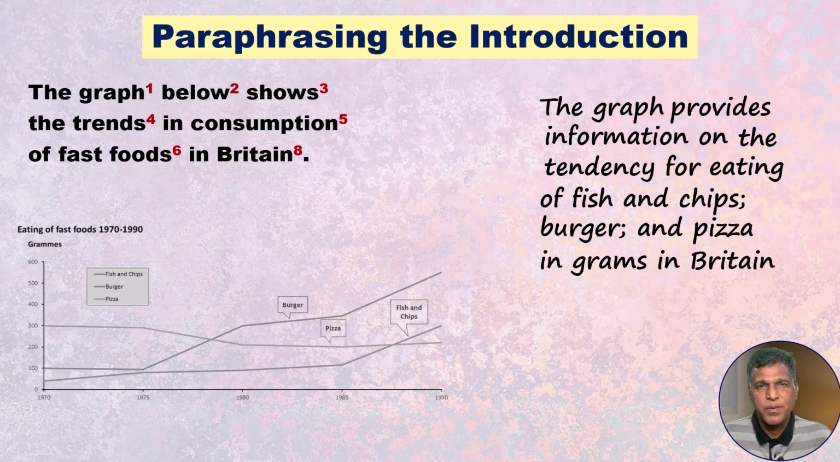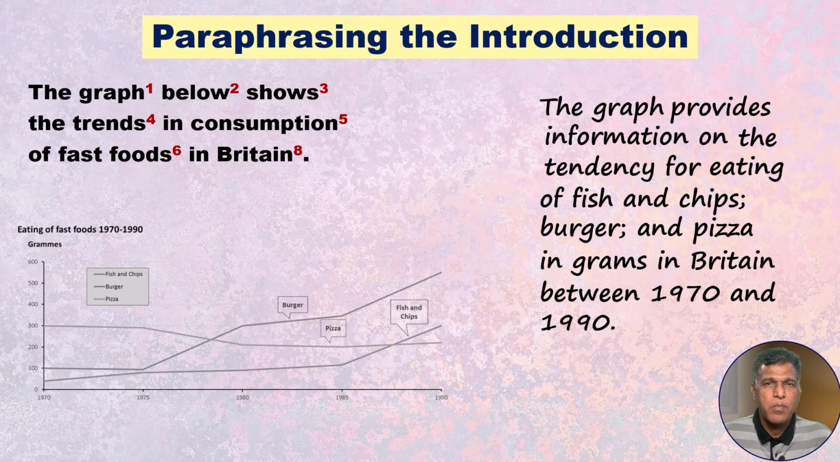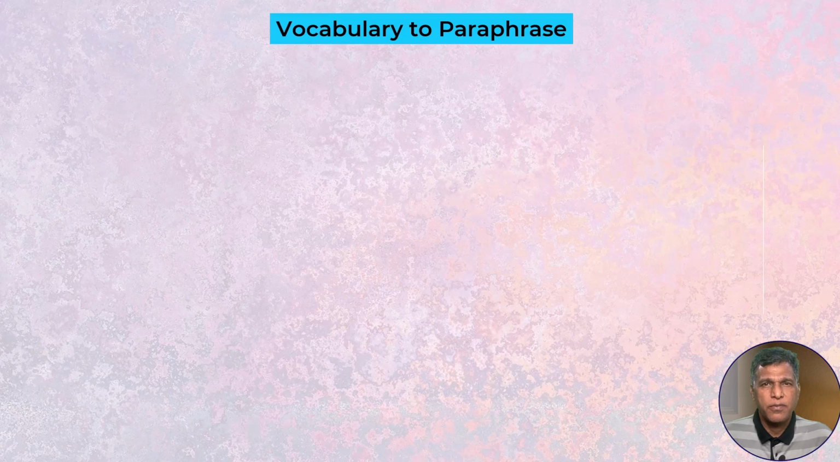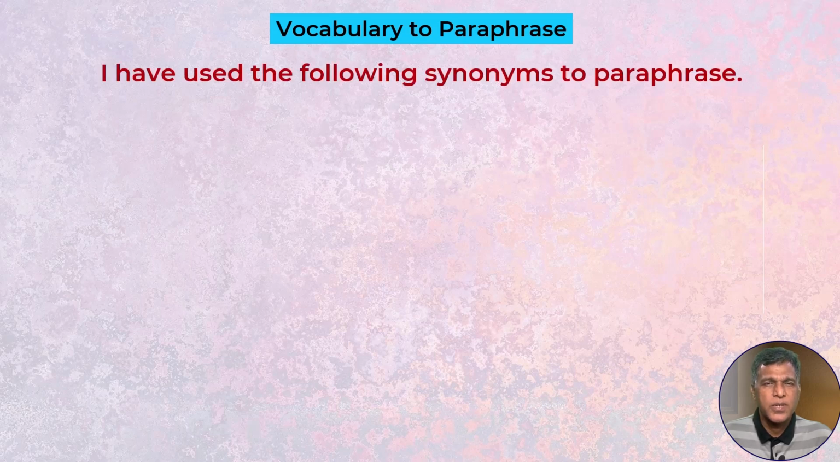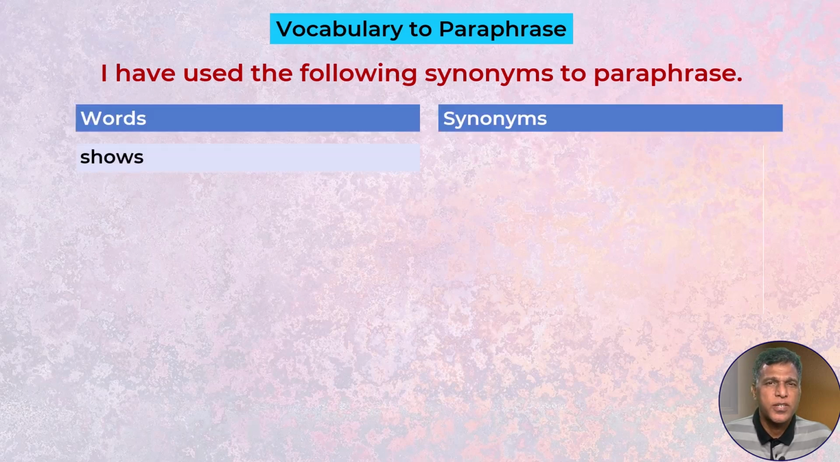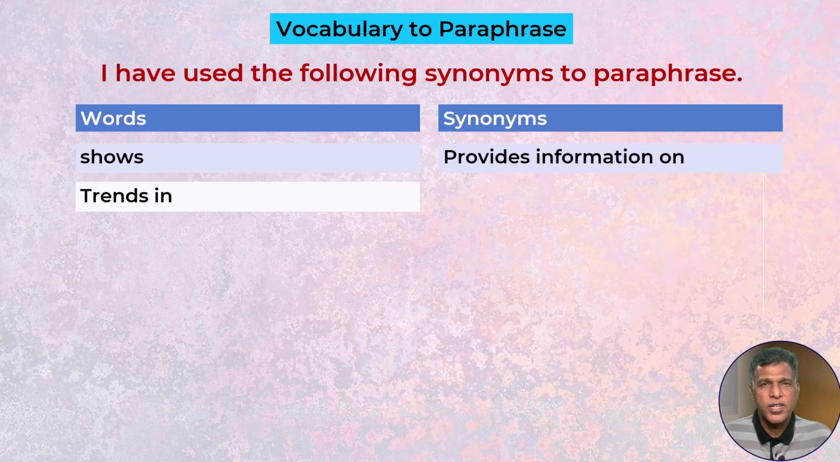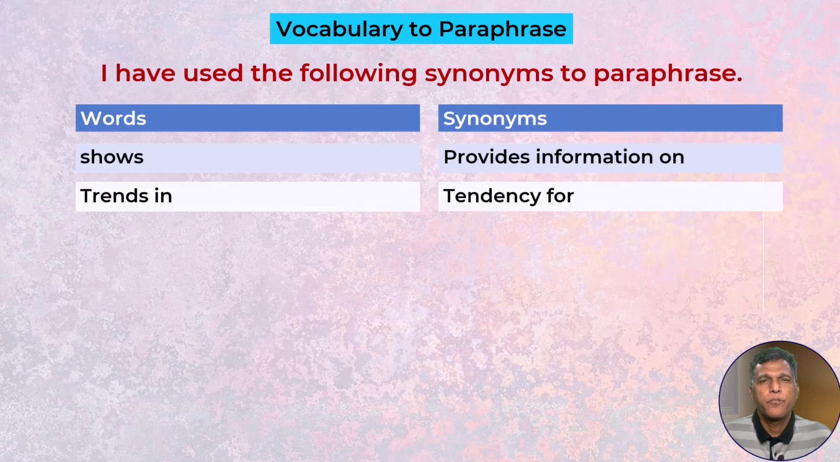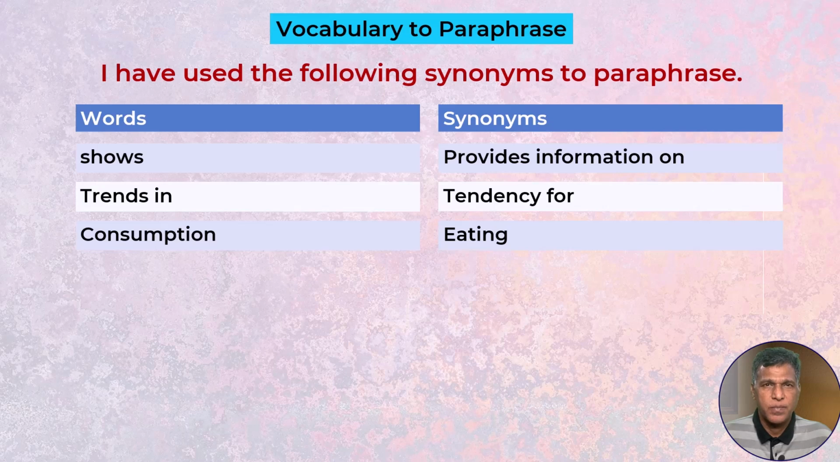Finally, I add the time period from the x-axis between 1970 and 1990. So this is my paraphrased introduction. Let's see how I paraphrase with synonyms and specific words. Instead of shows, I wrote provides information on. Instead of trends in, I used tendency for. Instead of consumption, I wrote eating.